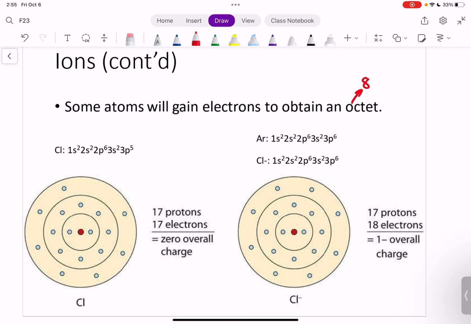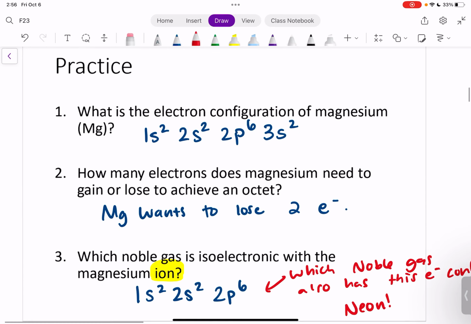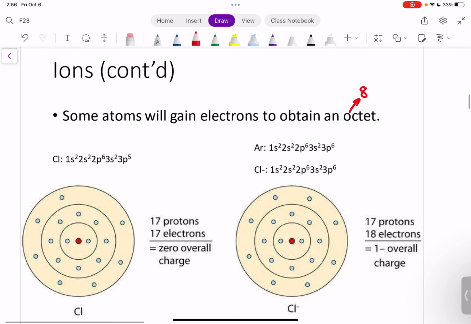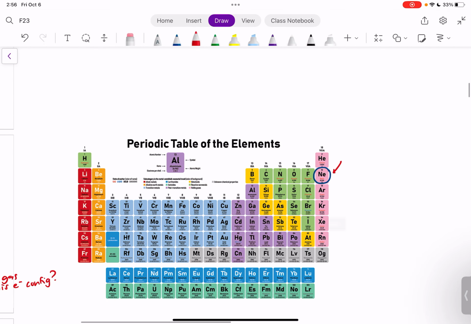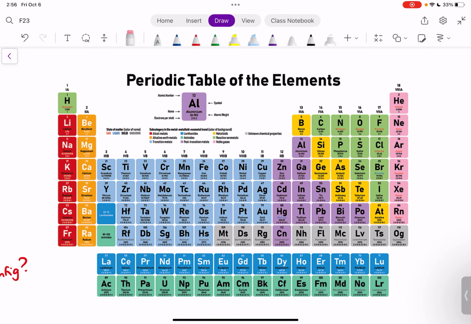So chlorine is so close to having that full valence shell that instead of like magnesium where it wants to lose electrons, it actually really wants to gain 1 electron because it's almost there, right? It's easier for chlorine. Let's go back up to our periodic table. It's easier for chlorine, which is over here, to gain 1 electron to be like argon than to lose 7 to be like the previous noble gas neon, right? It's so close to being a noble gas, it just needs 1 electron.